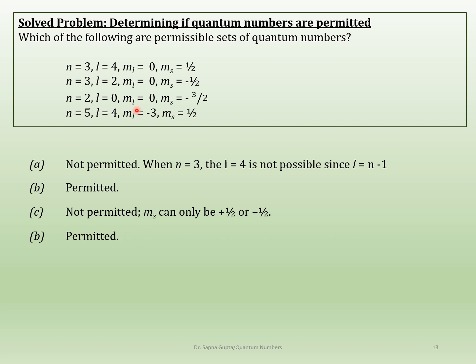Just a little piece of advice as you're doing these kinds of questions: always start from n. Look at the n number first, then look at the L number, then the ML number, and lastly you look at the MS number. Unless you see something totally out of place, if these were all plus half and minus half, please go step by step. Start with n, go to L, go to ML, and then go to MS. That's the order you should go in to figure out correctness, or permissions.